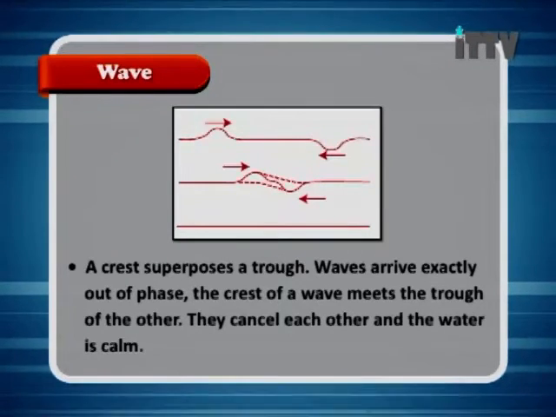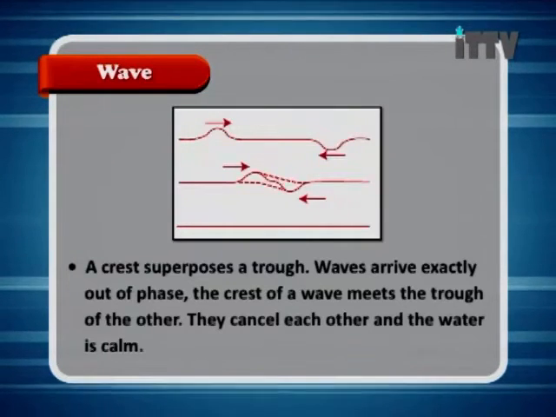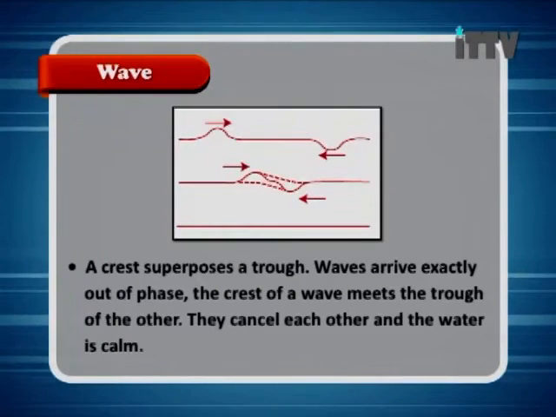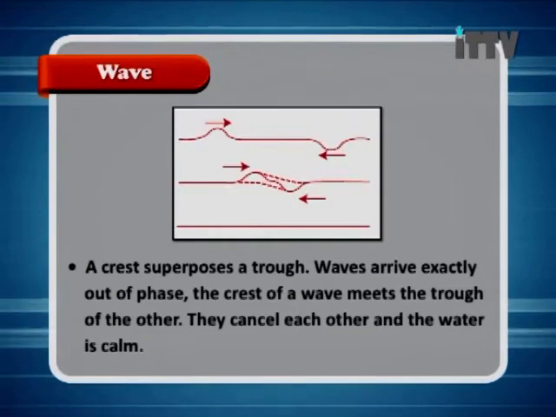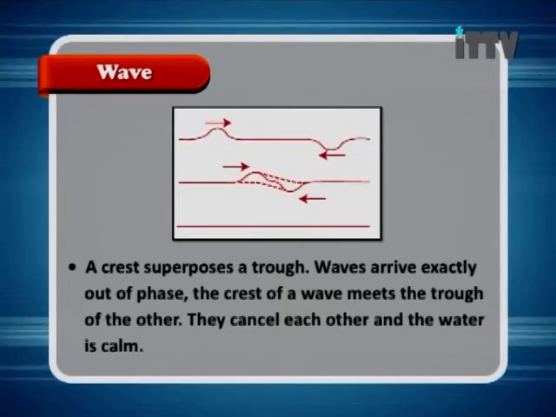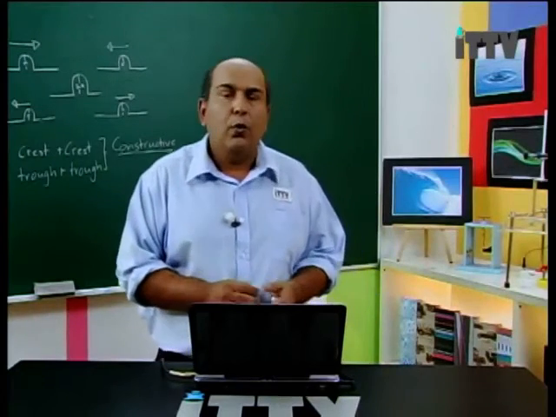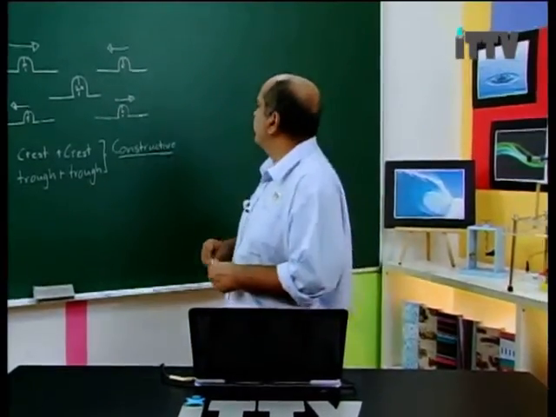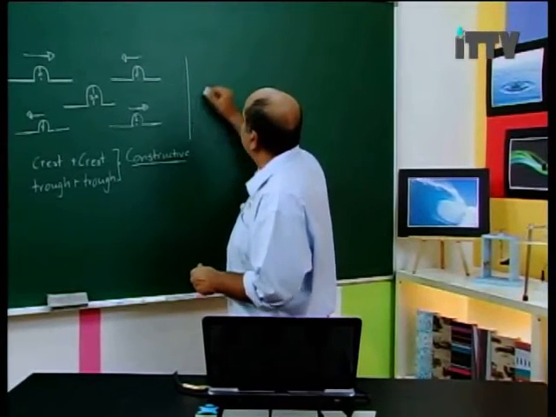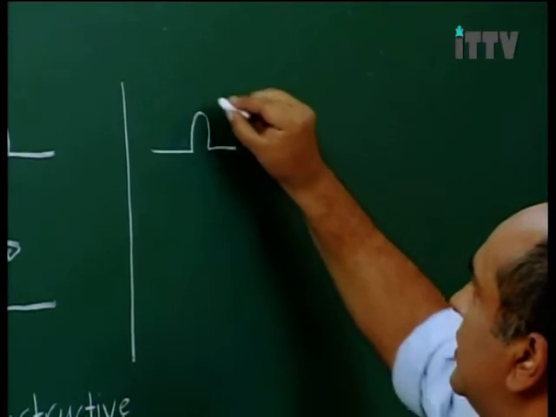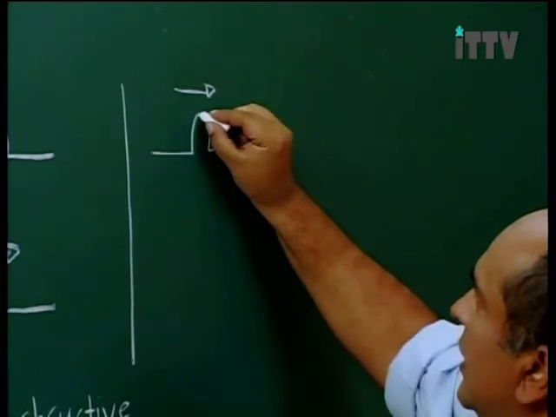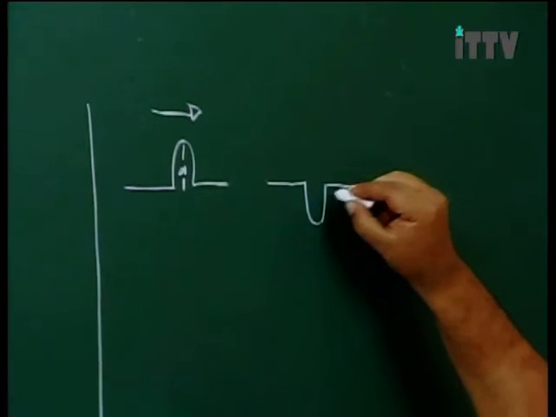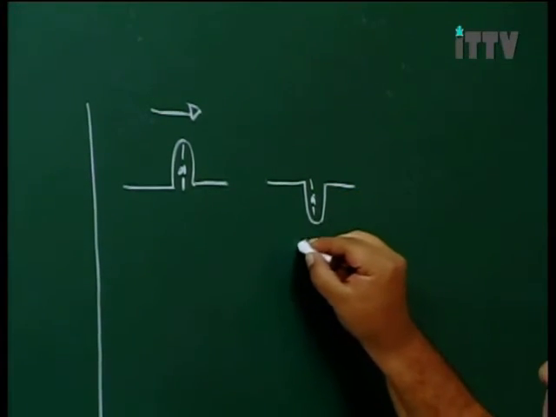A crest superposes a trough, and the waves arrive exactly out of phase. The crest of a wave meets the trough of the other. They cancel each other and the water is calm. So this is the opposite, where a crest is moving towards a trough. Let's sketch this. So let's just draw a line here. Here we have a crest moving in this direction. Let's say amplitude is A. And over here we have a trough moving in this direction.